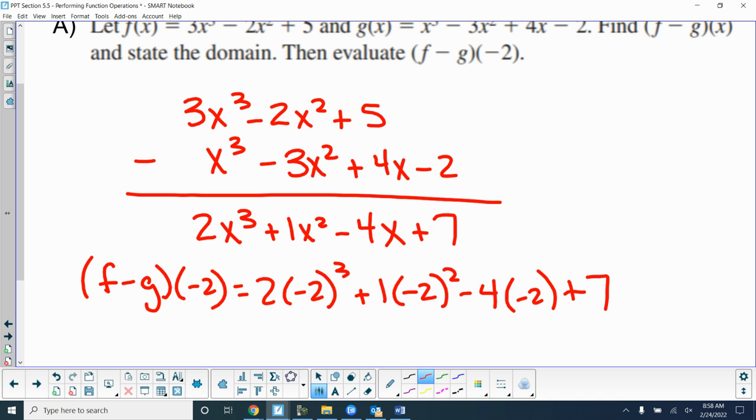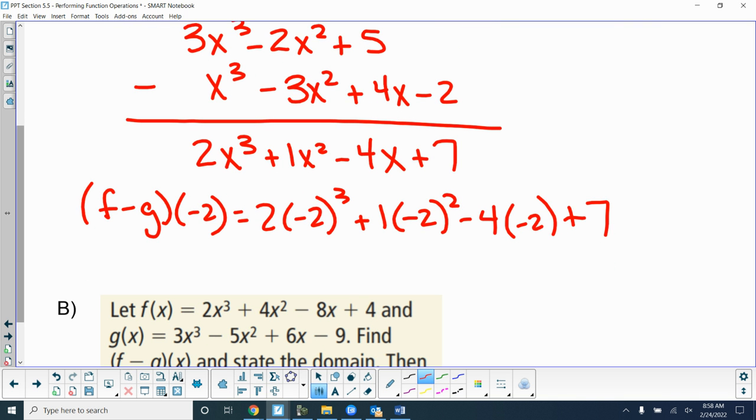Making sense? So, negative 2 cubed is 8 times 2 is 16. Negative 2 squared is positive 4. Oh, that's a negative 2, sorry. Negative 2 cubed is negative 8 times 2, so negative 16. Sorry about that. Negative 2 squared is positive 4 times 1 is still positive 4. Negative 4 times negative 2 is positive 8, and then 7. All right, negative 16 plus 4 is negative 12, plus 8 is negative 4, plus 7 is 3.